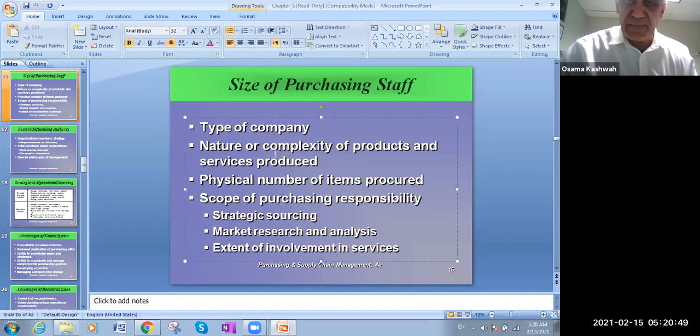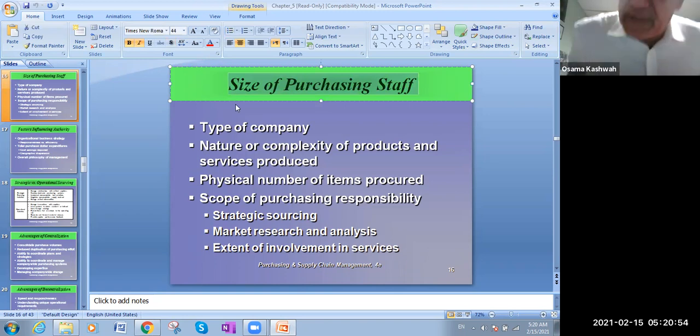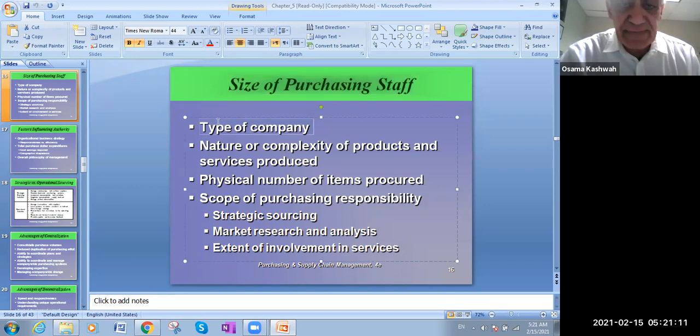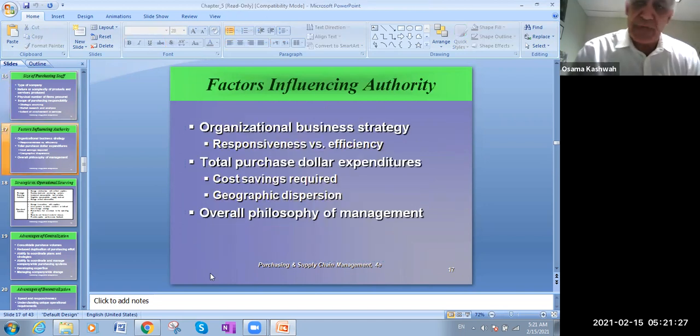The size of the purchasing staff, as an example: there are some purchasing departments with a huge number of people working, a large, great number of people, and some other purchasing departments where only a few people are working. It's based on the type of the company, nature of complexity of product, physical numbers of items produced, strategic sourcing, market research and analysis, extent of involvement in services. So all those are okay.